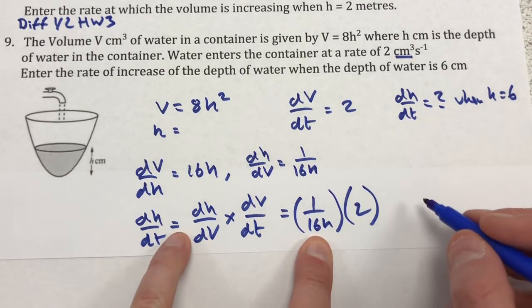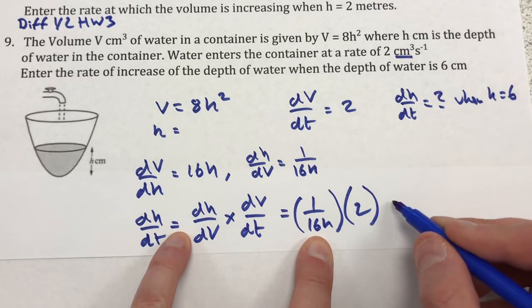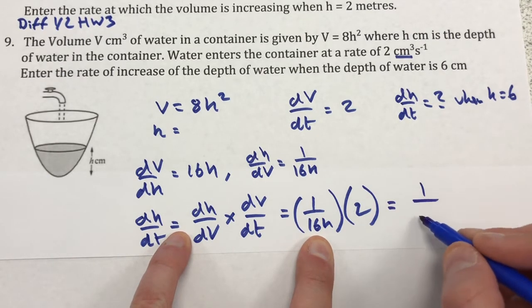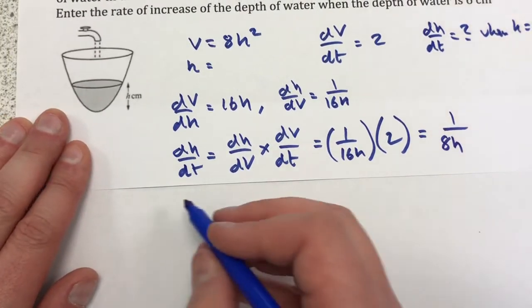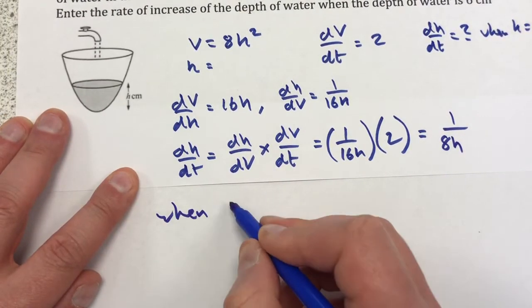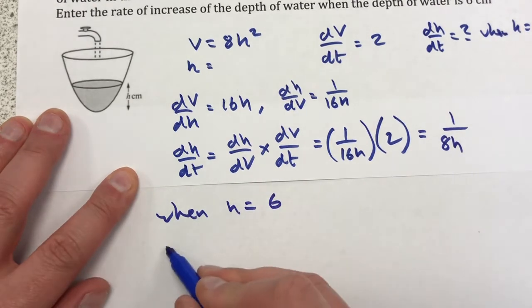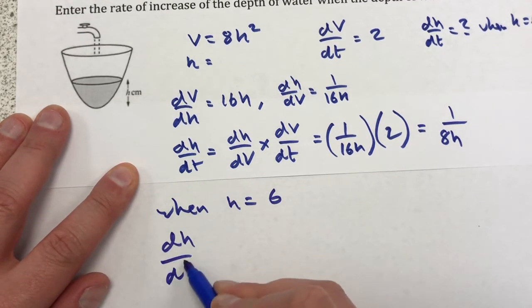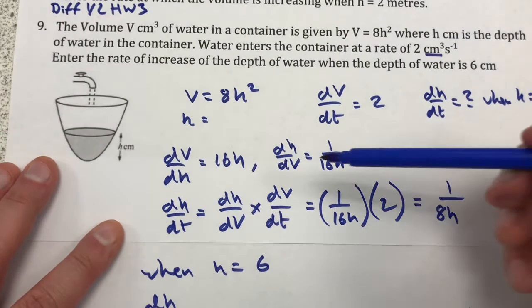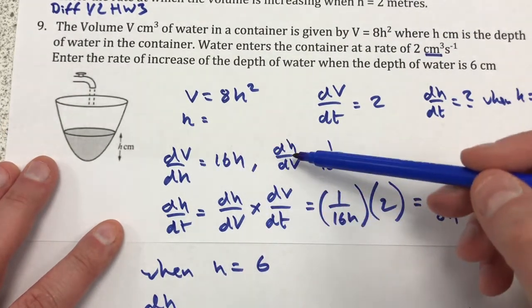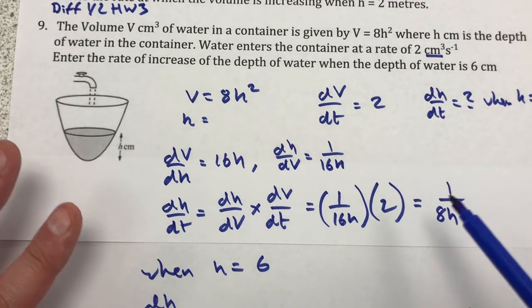So 2 times 1/16 is an eighth, so that's going to be 1 over 8h. And then all we need to do is, when h equals 6, dh by dt equals so on and so forth. So it was the requirement to flip this upside down that is the key part to this question here.